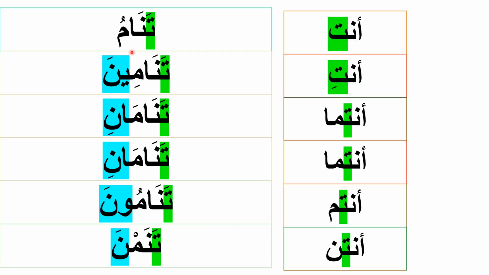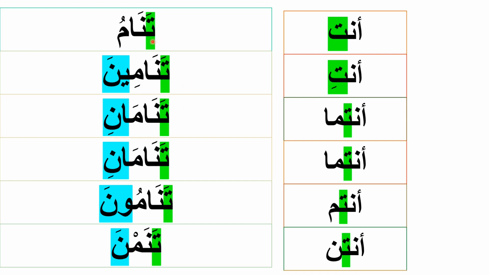أنت تنام. You sleep. Singular masculine. أنت تنامين. You sleep. Feminine singular. أنتما تنامان. You sleep. Masculine dual. أنتما تنامان. You sleep. Feminine dual. أنتم تنامون. You sleep. Plural masculine. أنتن تنمن. You sleep. Feminine plural.